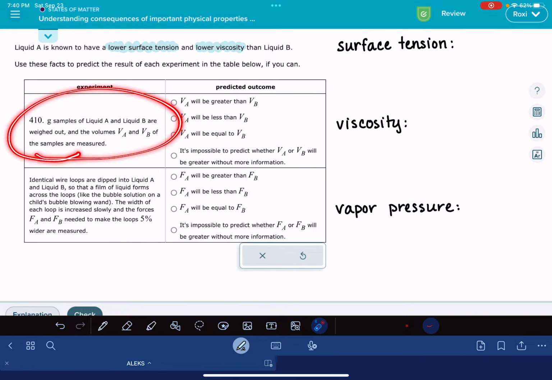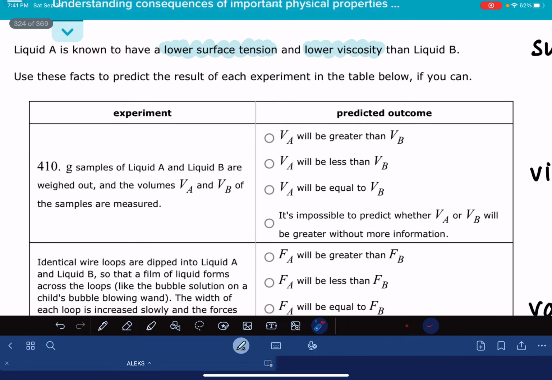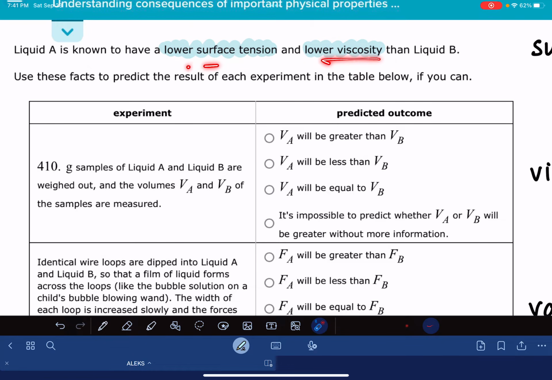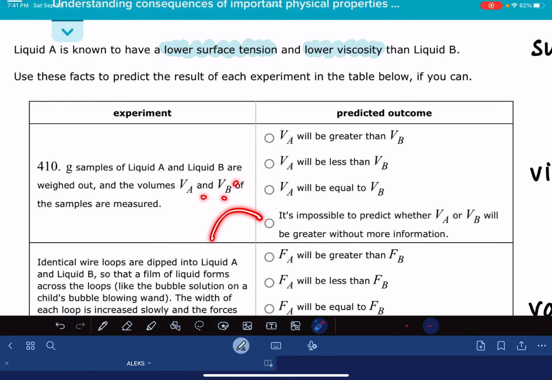So for example, you might look at this problem or this experiment that's been given to me, and it says that I've got these 410 gram samples of the two liquids, and it's asking me to compare the volumes of the two liquids, volume of A, volume of B. Well, what does that have to do with surface tension and viscosity? You might be wondering, how can I make this work? You can't. This has nothing to do with surface tension or viscosity. In fact, this is actually a trick question. This is just based entirely on density.